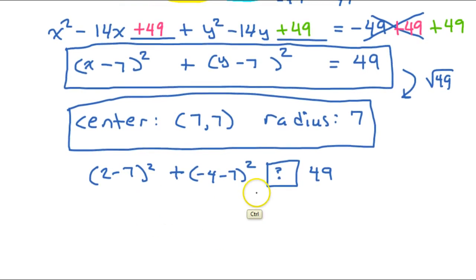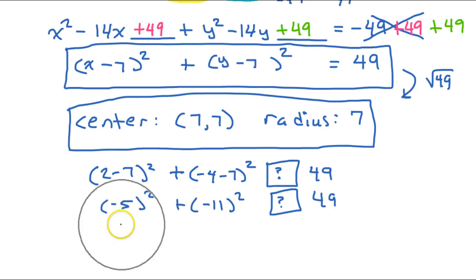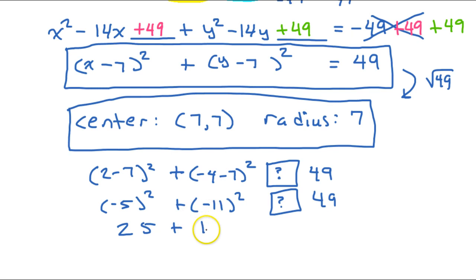So we just need to calculate this out. We could sit here and do this by hand. 2 - 7 is going to be -5, so we have that. And then -4 - 7 is -11, so we have that. And we're comparing to 49. This (-5)² is positive 25, and (-11)² is positive 121.